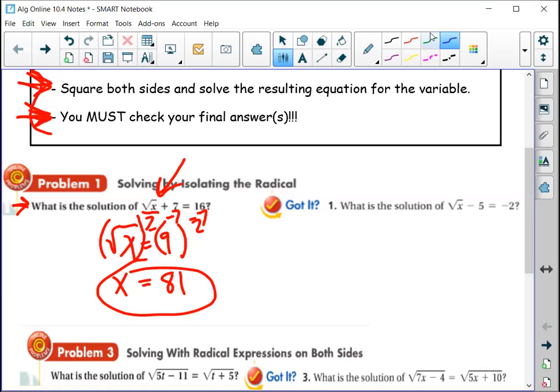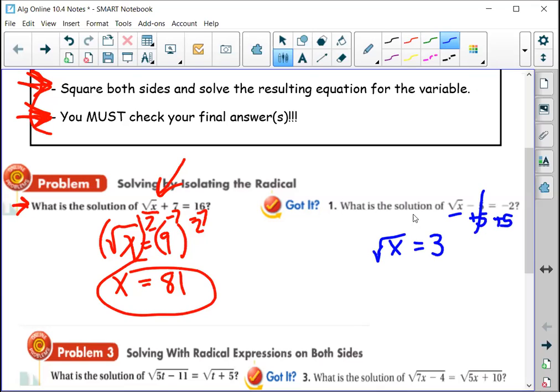The second one is going to be really similar. So we have the square root of x and then minus 5. That minus 5 is not under the radical, so we need to get rid of it by adding 5 to both sides. So that gets rid of everything on the left-hand side besides the radical, which is our first step, and then we're left with negative 2 plus 5, which is 3 on the right-hand side.